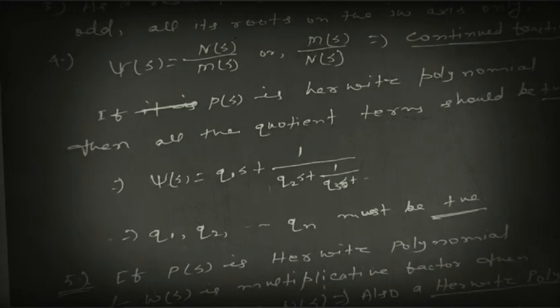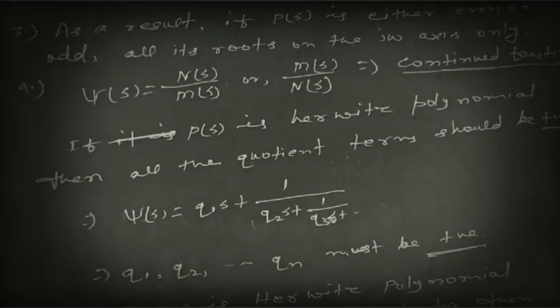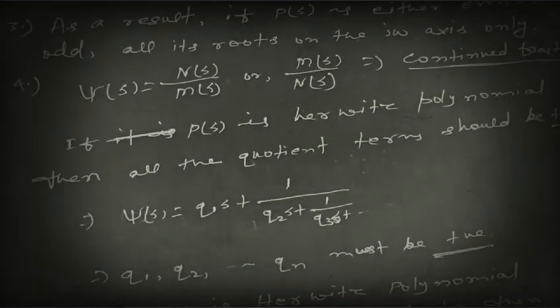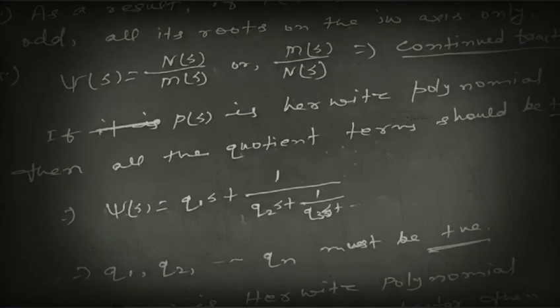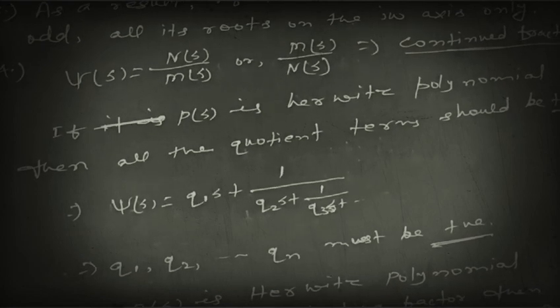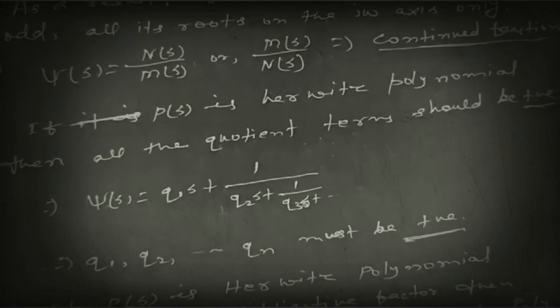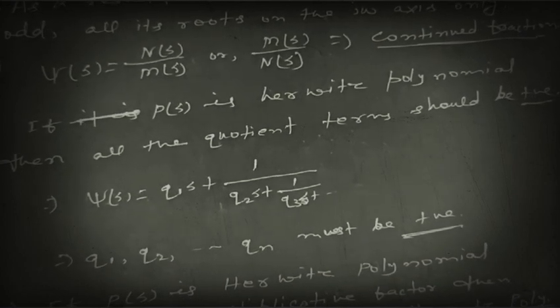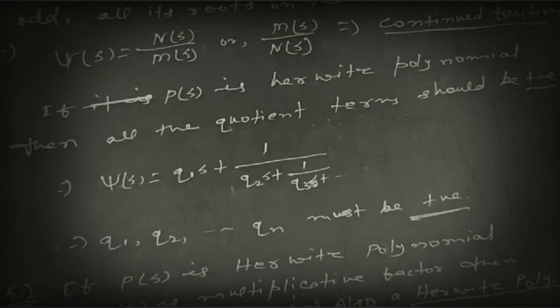Next, we are writing a function ψ(s), and ψ(s) is equal to N(s) by M(s) or M(s) by N(s). What is M(s) and N(s)? M(s) is the even part and N(s) is the odd part. So here we are dividing the even part by the odd part or the odd part by the even part. Basically, we are doing this for continued fraction.